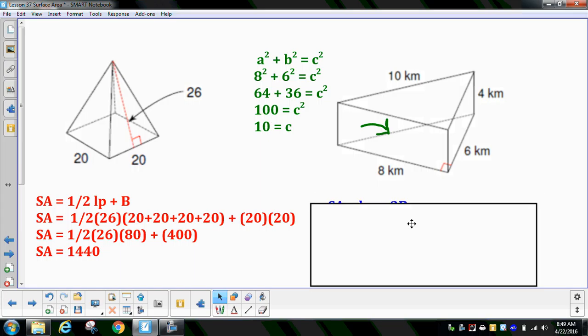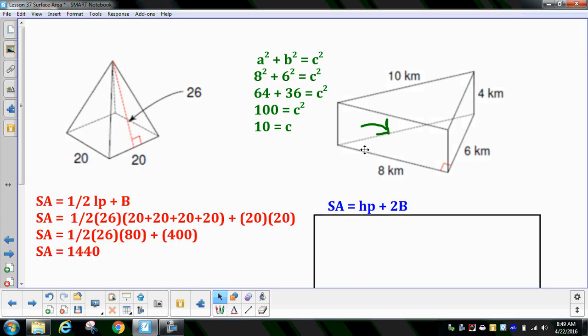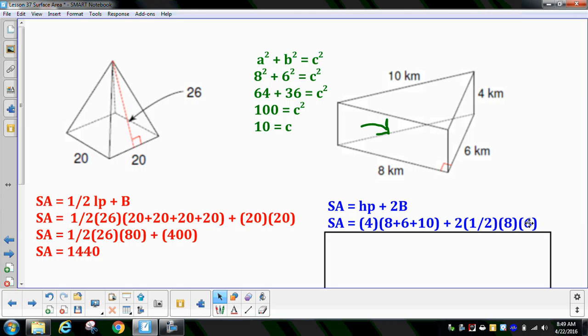So now I can find the height, which is the distance between these two triangles. That's 4. I can find the perimeter of this triangular base. It's 8 plus 6 plus 10. And then I need the area of the triangle. Remember from the last slide, the area is 1/2. And when it's a right triangle, we're just going to do 1/2 times the legs. So 1/2 times 8 times 6. You can see that right here.